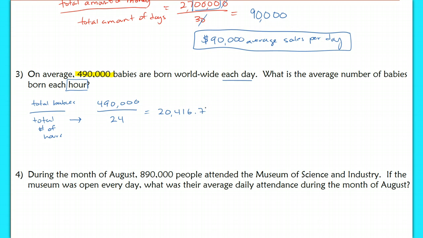Now, we don't want to just leave this as our answer. We want to answer the original question. It says, what's the average number of babies born each hour? So we want to state this in a sentence, and you want to make sure you label your answer and your units. So you have 20,416.7 babies born on average per hour.